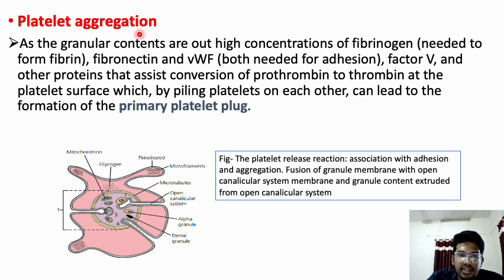Platelet aggregation is the last step of the platelet reaction. As the granular contents are out, there is a high concentration of fibrinogen, which is needed to form fibrin, fibronectin and von Willebrand factor, both required for adhesion, factor 5, and other proteins that assist the conversion of prothrombin to thrombin at the platelet surface. All of these components will come outside from the inside of the platelet. We already said that fibronectin and von Willebrand factor are required for more adhesion, and because of this, more and more platelets will get adhered and become sticky, and they will form the primary platelet plug. Very important word: the primary platelet plug is formed by the platelet reaction.